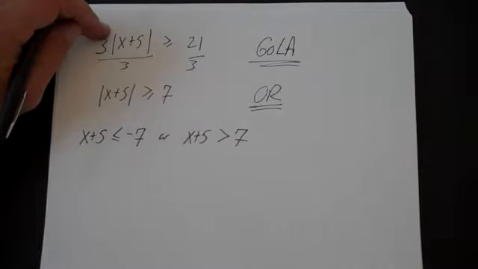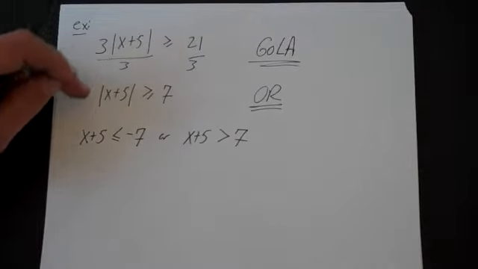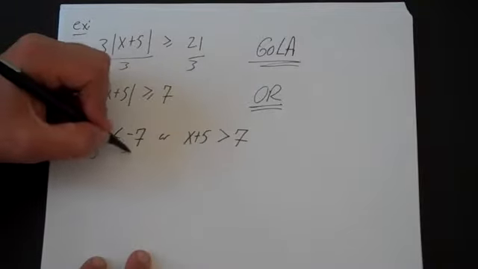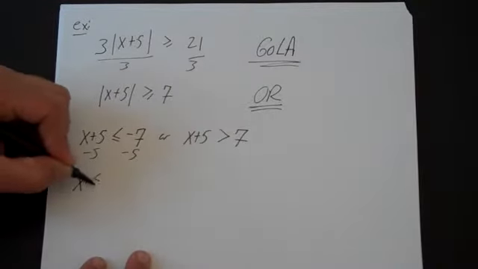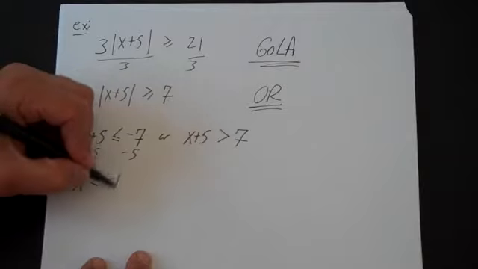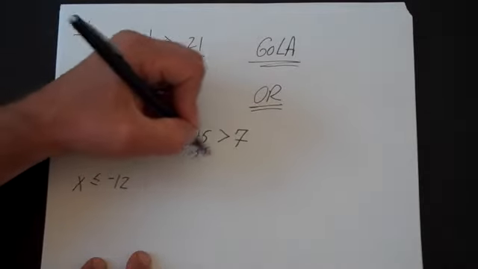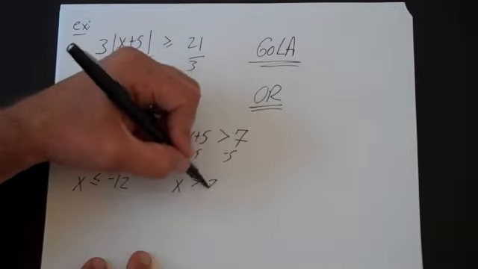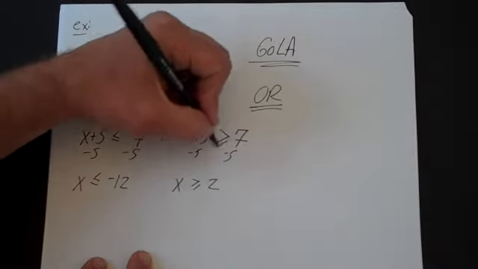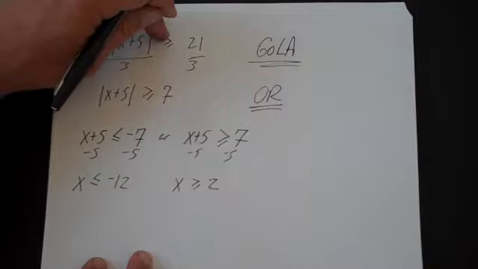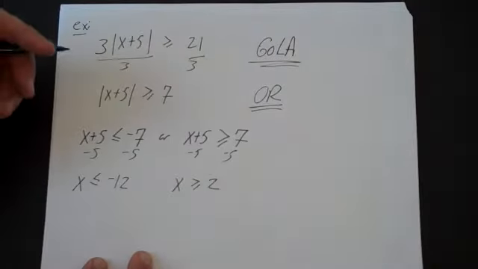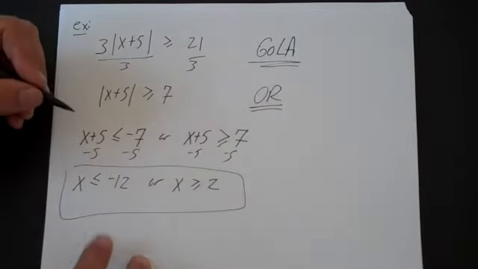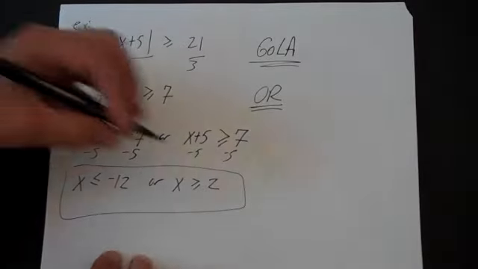So you isolate the absolute value term, you make it into an AND or OR problem, and then you just solve the two separately. So you go minus 5 and minus 5, x is less than or equal to minus 12. Subtract 5 and subtract 5, and you get x is greater than or equal to 2. It starts out greater than or equal to, so you always have the equal part of it, with an OR in between. There's your answer right there. x is less than or equal to minus 12, or x is greater than or equal to 2.